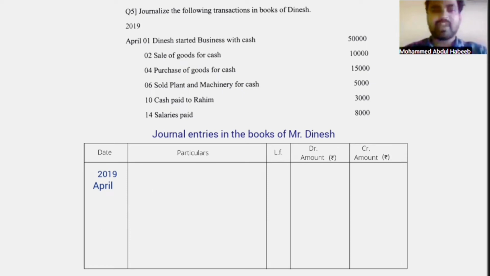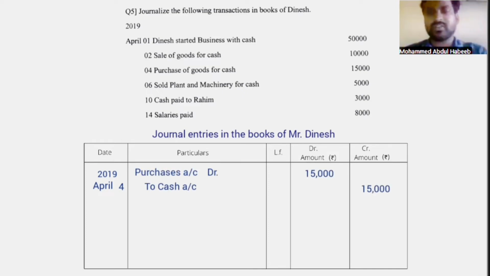sold. Then we have a transaction on April 4, purchase of goods for cash 15,000. It means the business is purchasing goods. It is an expenditure to the business, so purchases will be debited, and as cash is going from the business, cash will be credited. So here the date will be taken as April 4, and the journal entry will be purchases account debit 15,000 to cash account 15,000, and the narration will be being goods purchased for cash.